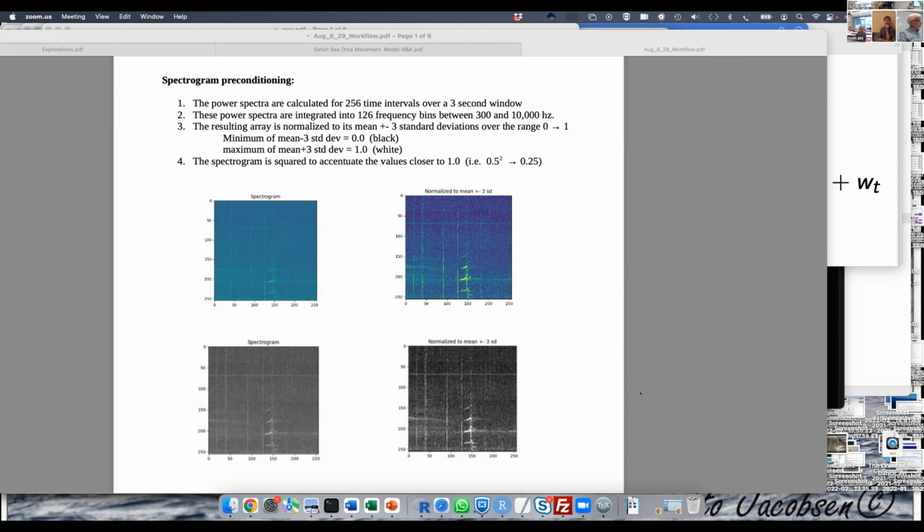So, a little tiny bit on preconditioning. After a talk at the ASA 6 months ago, Oliver said, 256. So I said, okay, I'm going to go back and do 256. So my spectrograms are now 256 by 256. And I do a bunch of preconditioning. This is just to show you what we see when we look at them on the screen.